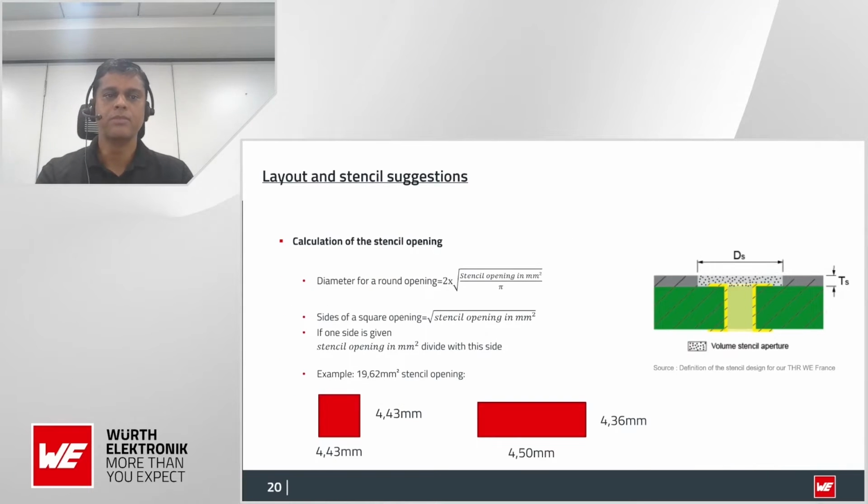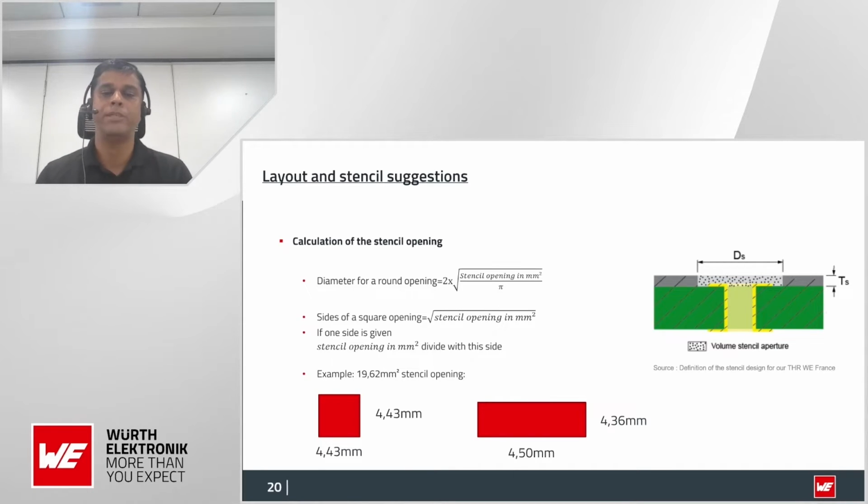And then the calculation of the stencil opening. The diameter of the round opening is equal to 2 times the square root of the stencil opening in mm square divided by pi, and the square opening is the stencil opening in mm square, which is given for one side. So you need to consider dividing by two sides. If you are going for the square, you can go for a 4.3 mm square by 4.3 mm square.